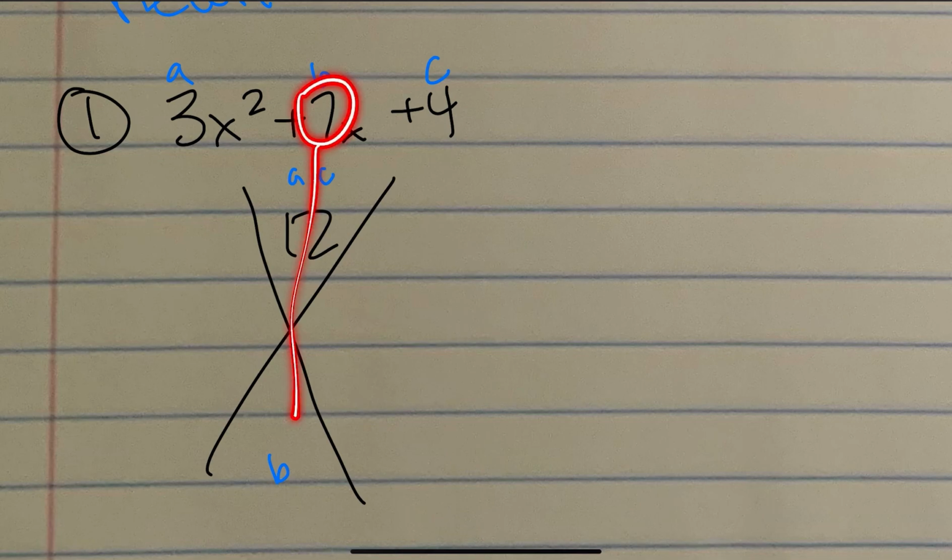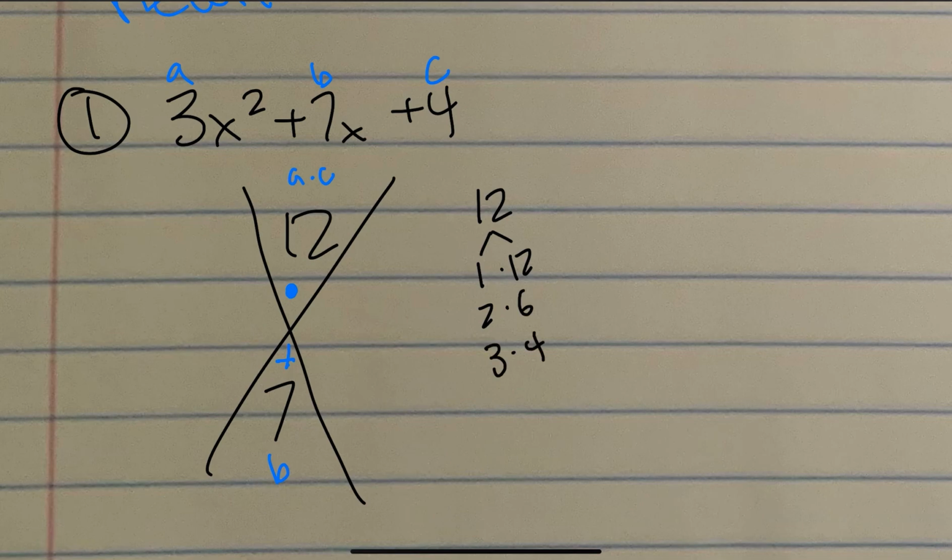B is 7, so I'm going to put that at the bottom. Cool. Step number 2, find two numbers that will multiply to give you the top and add together to give you the bottom. So let me make my factor tree for 12. I know 1 and 12, I know 2 and 6, I know 3 and 4, and that's it. Okay, so of these, which ones will add together to give me 7?